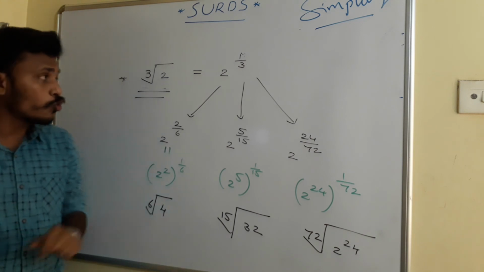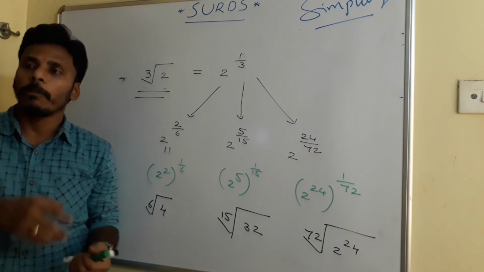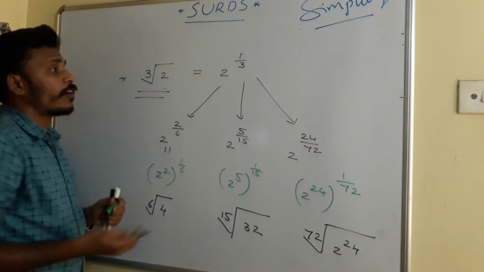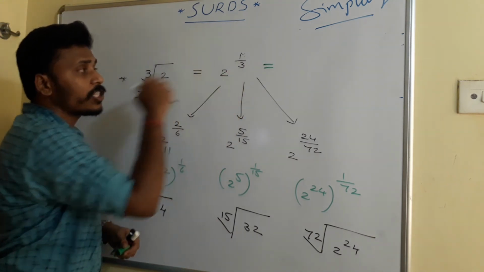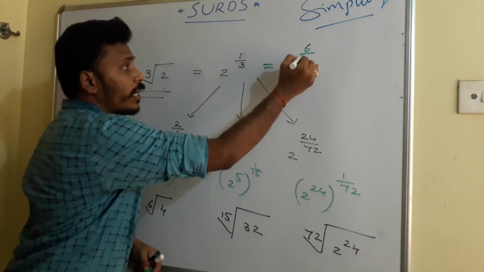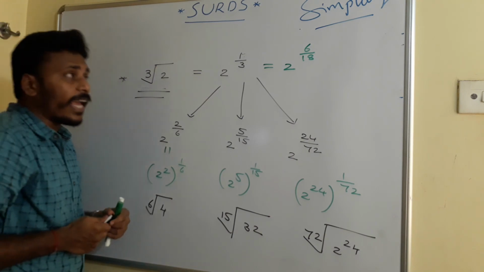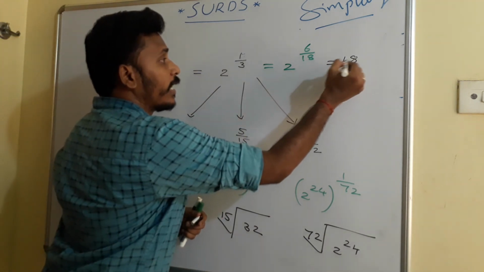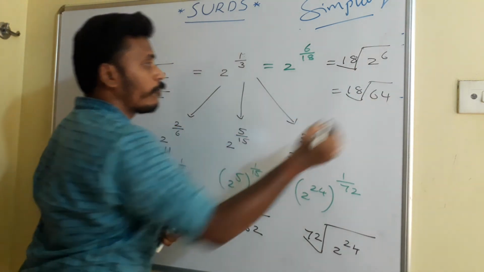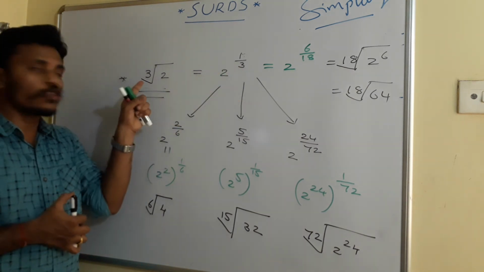And if anybody asks you to convert this cube root of 2 into a surd of order, maybe say 18, then how do you proceed? You need to make this denominator 18. For that, you multiply these two things with 6, then it is 2 power 6 by 18. If it is 2 power 6 by 18, then again you have a chance to write it as the 18th root of 2 power 6, and that equals the 18th root of 64.